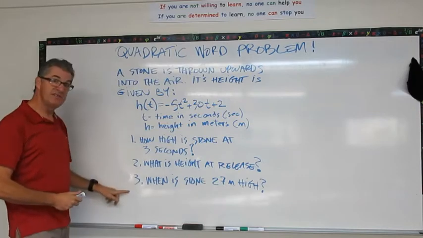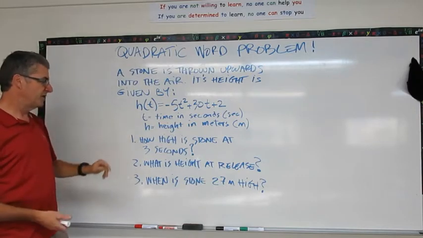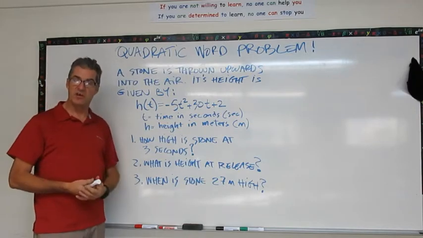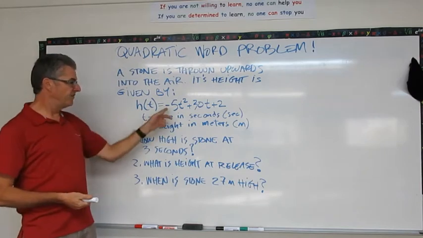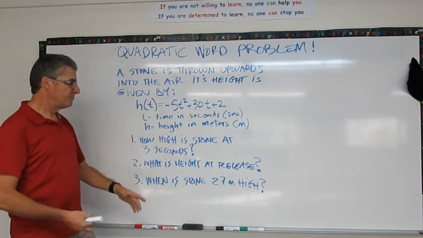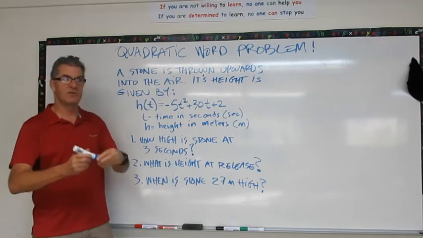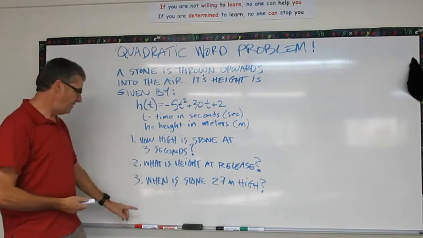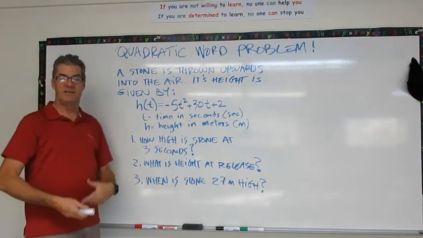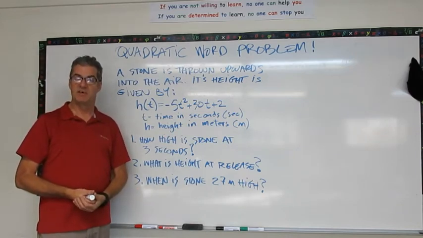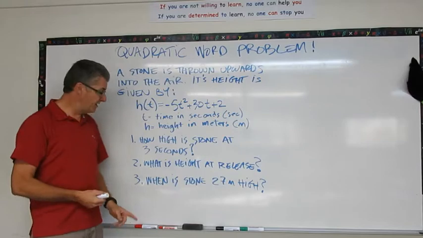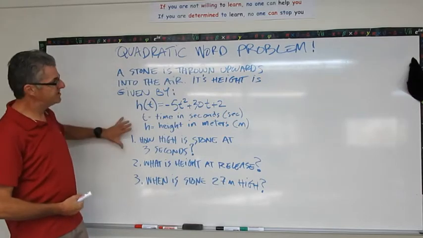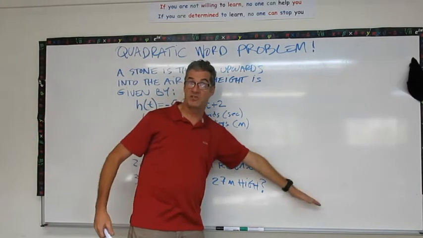Here's 3 questions that we're going to answer. The first one is, how high is the stone at 3 seconds? So we can figure that out. Second question is, what is the height at release? In other words, when they chuck that stone, how high is it first? And then the last one is, when is the stone 27 meters high? Okay, so we're going to answer all 3 of these questions. I'm going to leave this up and I'm going to do my math here one question at a time.